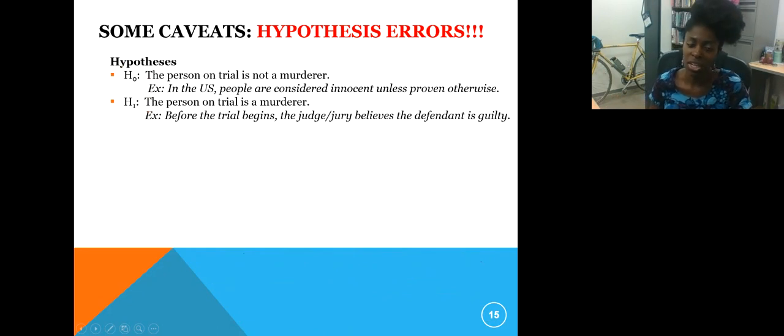So our last slide here, some caveats about hypothesis testing. I'm going to give two really basic examples that people can probably relate to, because it's a court case. We'll say someone's on trial for murder. We'll say that our null hypothesis is that the person on trial is not a murderer, based on the premise that in the US, people are considered innocent unless proven otherwise.